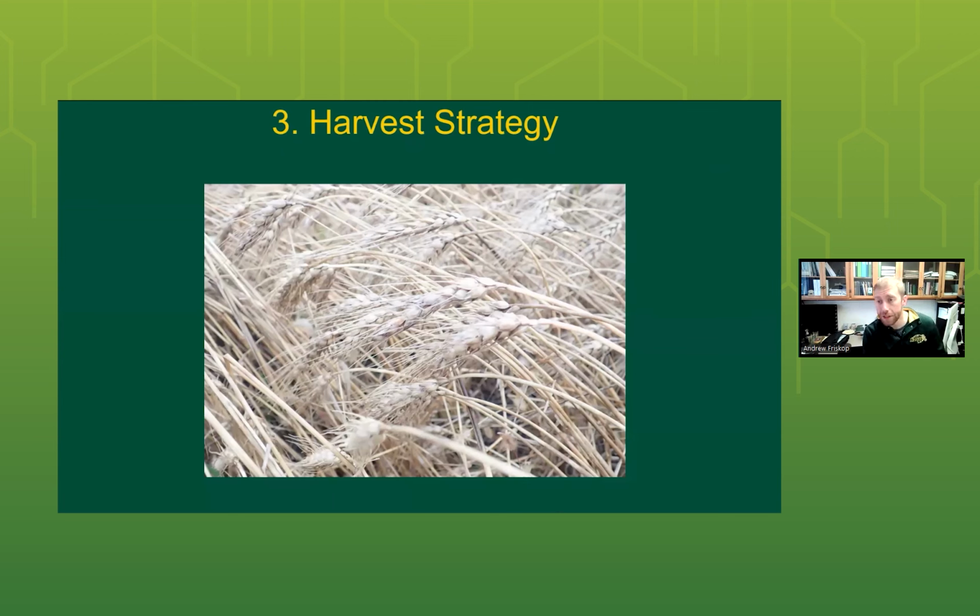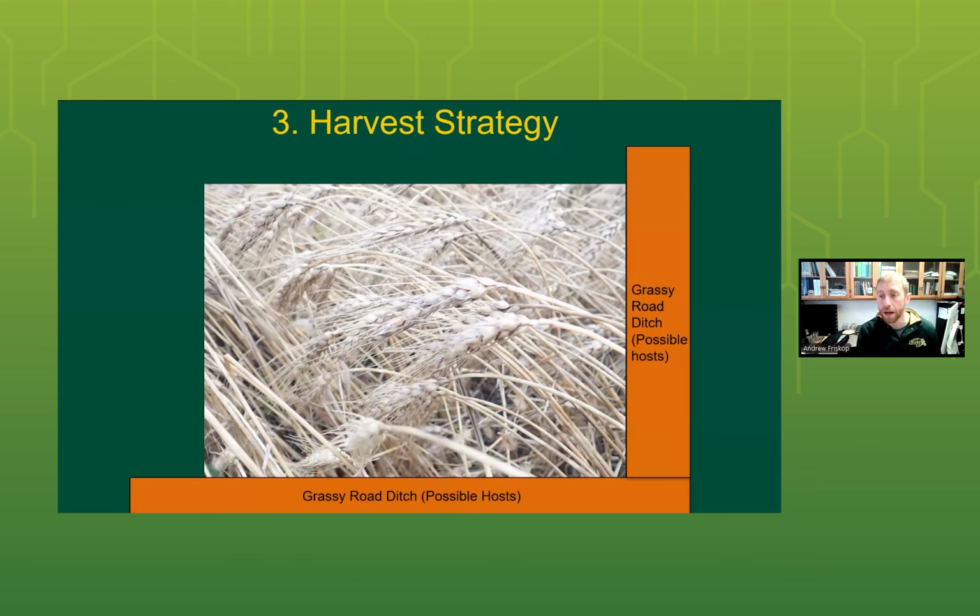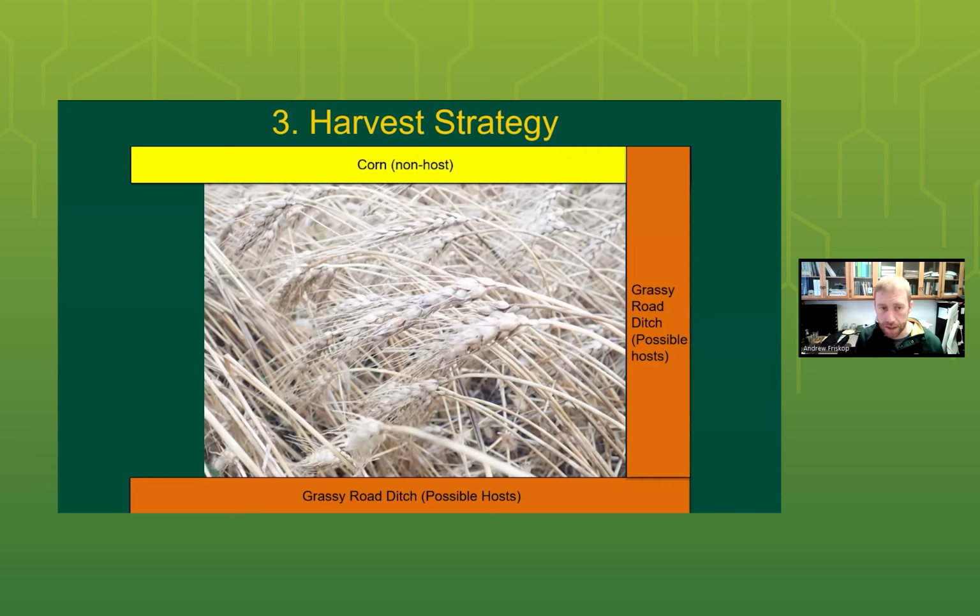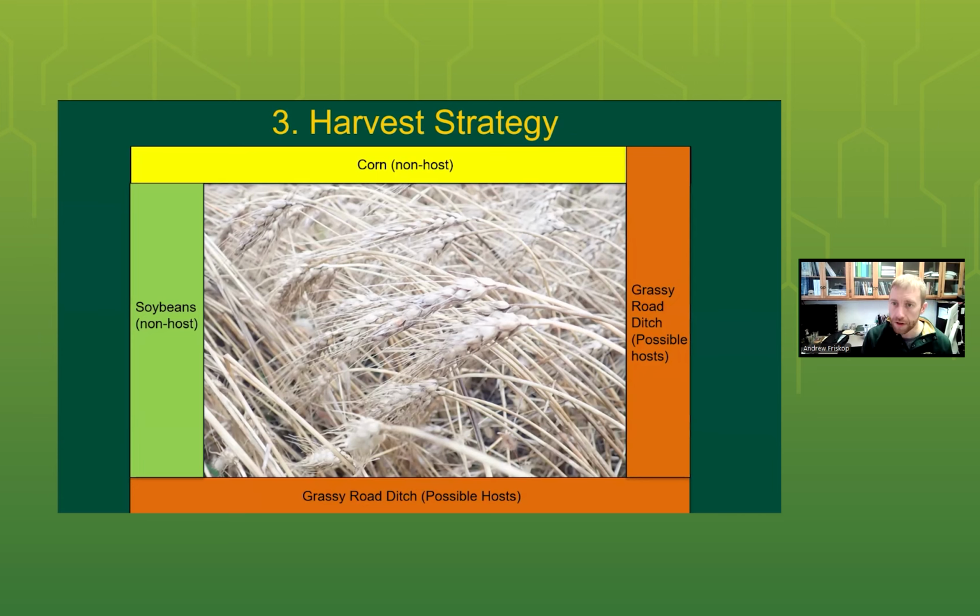We can also have harvest strategies. So this is more right before you harvest: look on the edges of your wheat field. If you start to see some ergot developing there, mark how far into the field it is. And this actually does work. What I'm showing you here is an example of what a grower gave me. He had a grassy road ditch on 2 sides of the field, corn on one side and soybeans on the other. When he walked into that field, he noticed that his ergot problems were on the field edge bordering the grassy weeds. Makes sense.